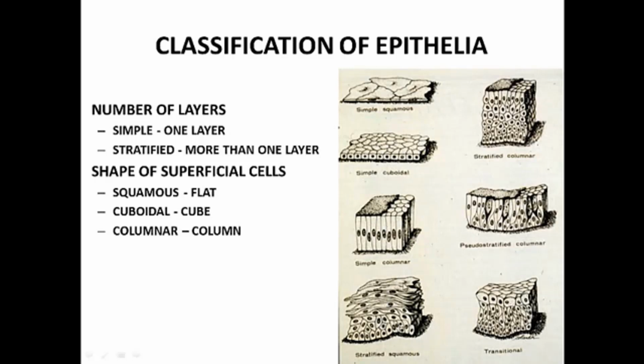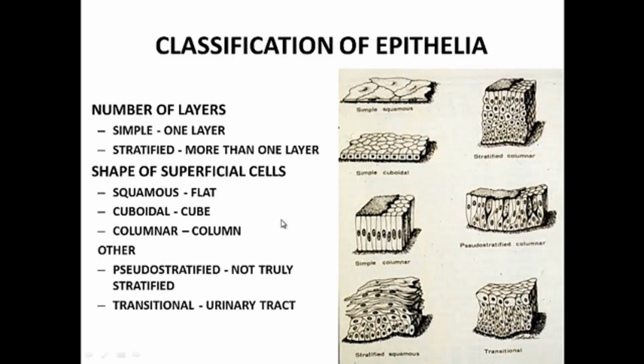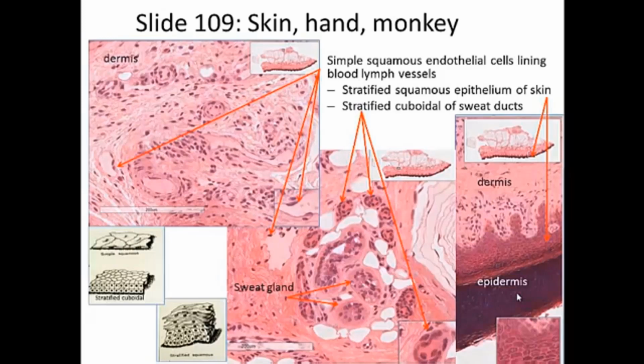Stratified squamous epithelium: the cells on the surface are flattened, just like the simple squamous is. There are other types of epithelium as well. One is pseudostratified. It looks like it's stratified, but it's really not, because all of the cells touch the bottom. And then we have transitional, one that can modify its shape with the filling of the bladder. It's in the urinary tract, and we will see those.